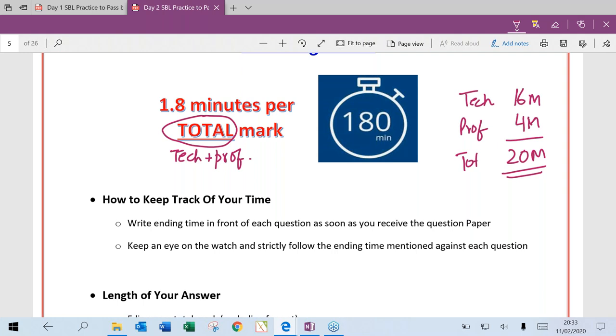So look at this, 1.8 minutes per total mark. So how much time do we have to spend on that question? You look at total marks, multiply it by 1.8 minutes. And I don't know how much that works out. I think 36 minutes. Let me calculate on my calculator. 20 into 1.8 is 36 minutes.